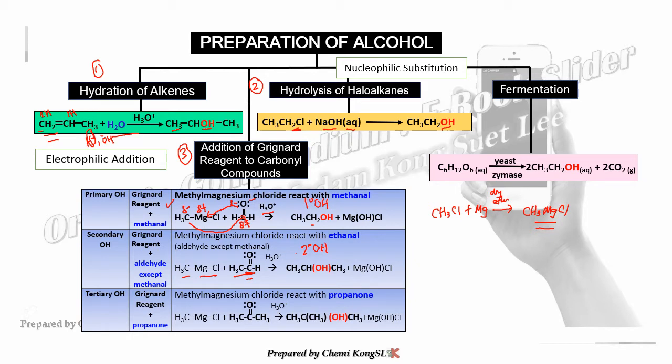And then the third one is the Grignard reagent reacting with propanone. In this case, as long as Grignard reagent reacts with any ketone, it will produce tertiary alcohol. Okay, the fourth method is more of a biological way, from glucose reacting with yeast with the catalyst zymase. It will form ethanol and carbon dioxide.